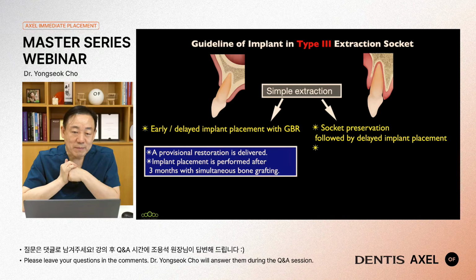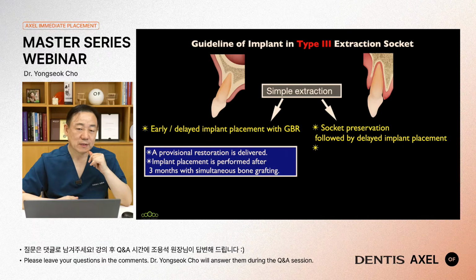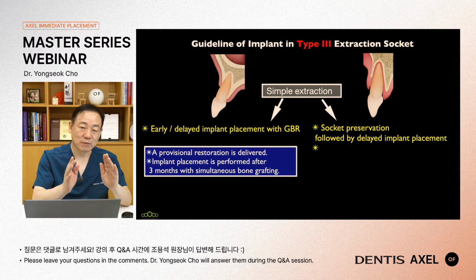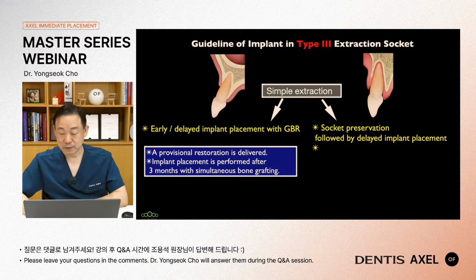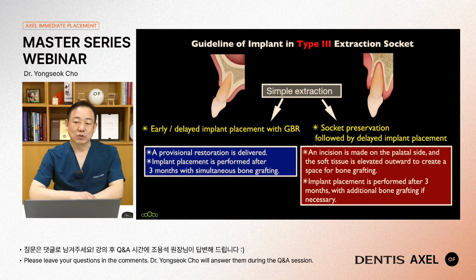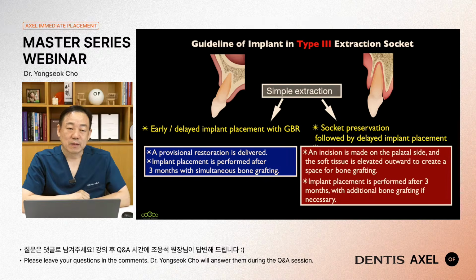And about 3 months later, we do implant installation, and if necessary, do bone graft or GBR at that time. Maybe when you wait some months, the socket will be partially healed and soft tissue condition will be much improved. So it is easy to place the implant and do GBR. When we have tried socket preservation already, we can follow the right guideline.